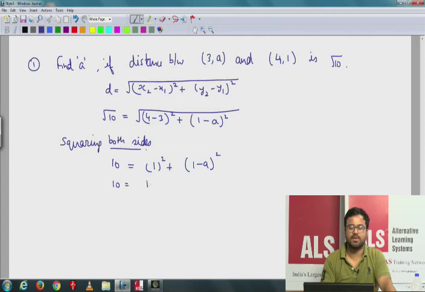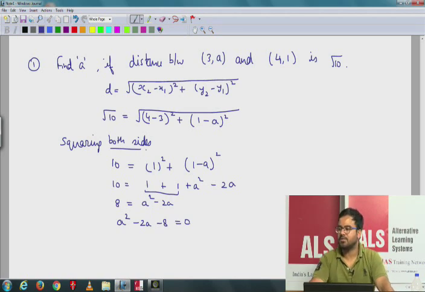Now if you open the square, this is a minus b whole square, which is a square plus b square minus 2ab, and this will be 10, and this is 2 over here, so 10 minus 2, that will be 8. So 8 is equal to a square minus 2a, or we can write a square minus 2a minus 8 equal to 0. Now this is a quadratic equation.